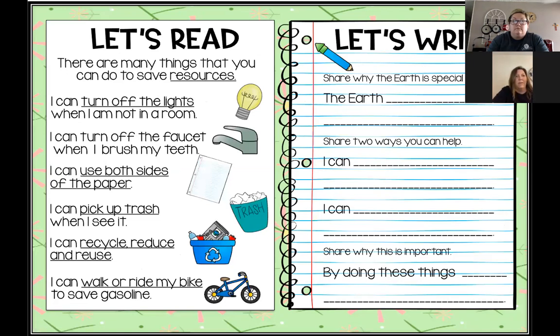There are many things that you can do to save resources. You can turn off the lights when you're not in a room. You can turn off the faucet when you brush your teeth. You can use both sides of your paper. You can pick up trash when you see it. You can recycle, reduce, and reuse. And you can walk or ride a bike to save on gasoline. So maybe you need to run to the store and there's stores just right down the street. Maybe you can just take a little walk instead of taking the car and using the gas.